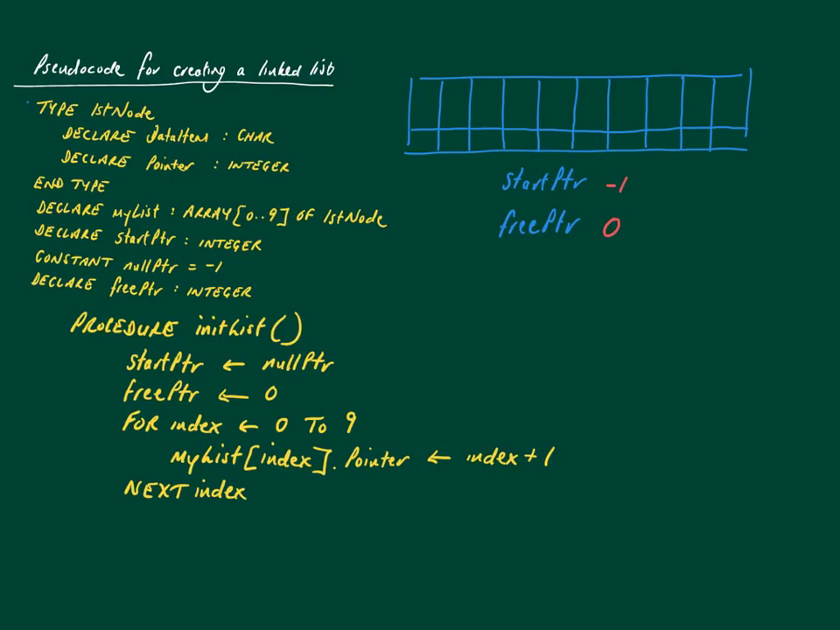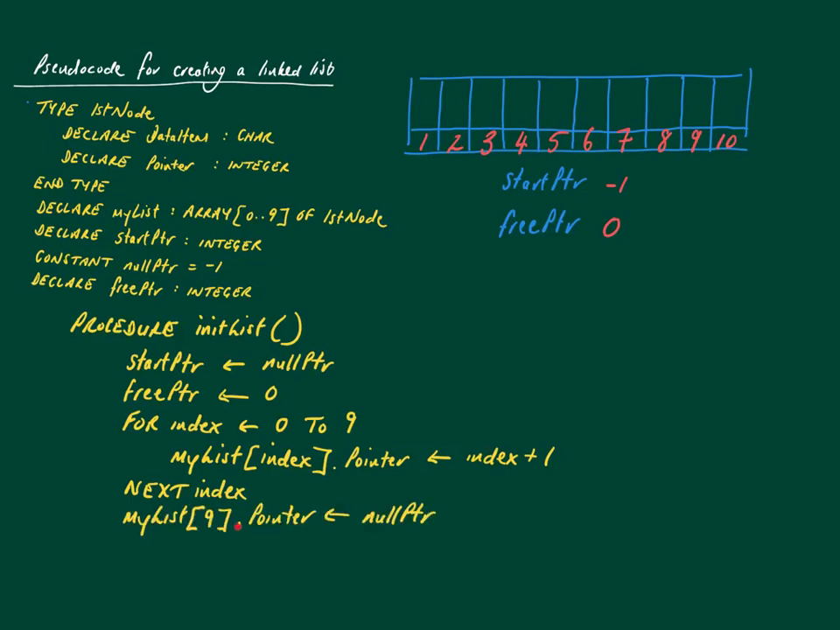And so next we loop around all the elements in the array from 0 to 9, and we set the current array element's pointer to be whatever the index is plus 1. And so we end up with numbers along here that point to the next element in the array. At this point, the last element will have an invalid pointer, but we're going to change that in just a second.